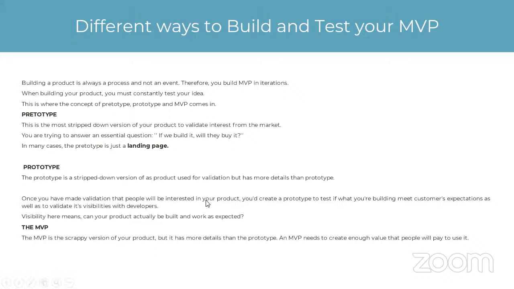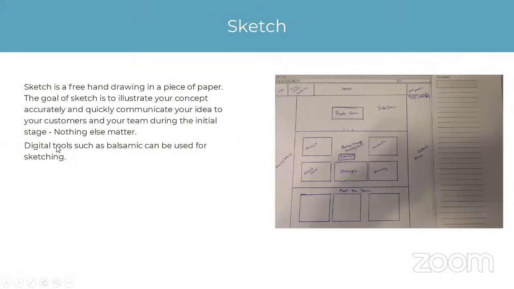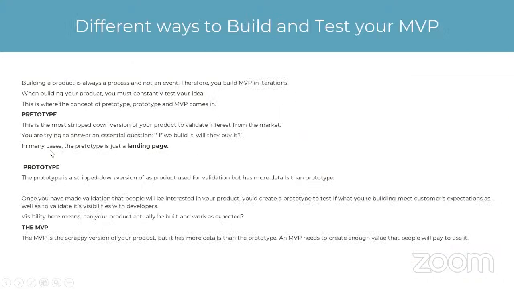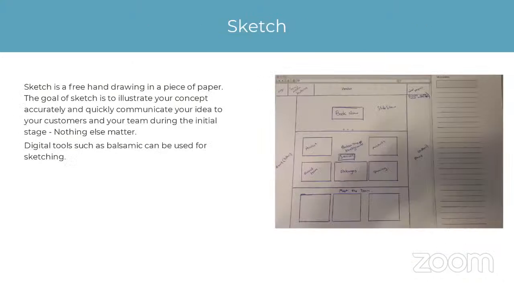So then we move to the MVP. We've talked about the MVP before. So we said the MVP is this crappy version of your product, but it has more details than the prototype. An MVP needs to create enough value that people will pay to use it. Yes, so that means your MVP can start making money, right? So now we are almost getting to the end of the class.